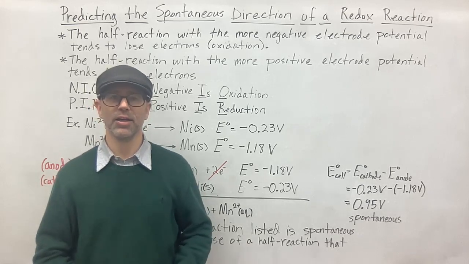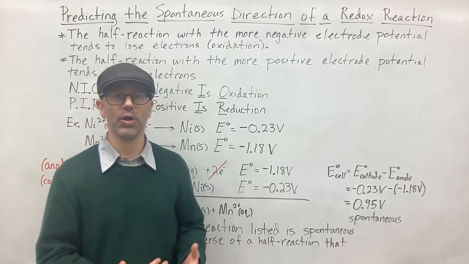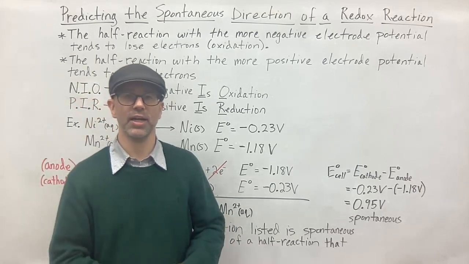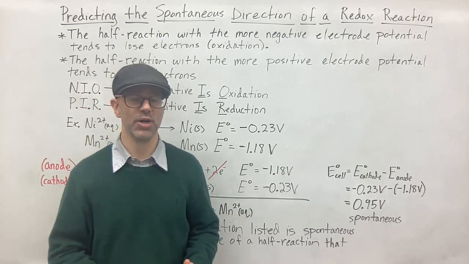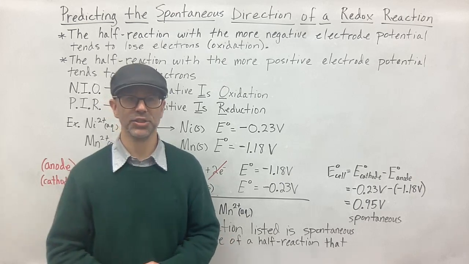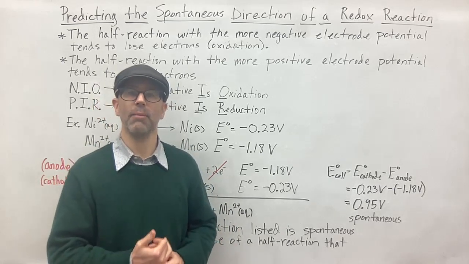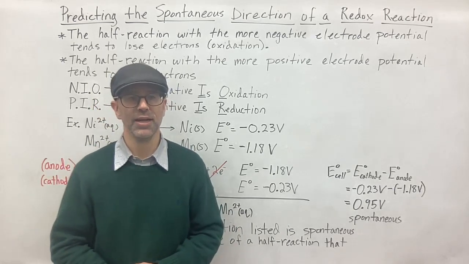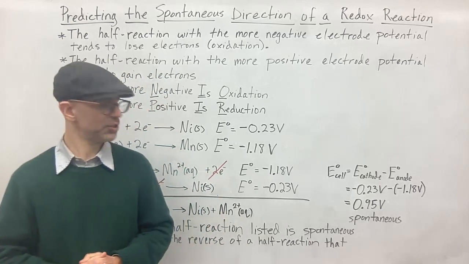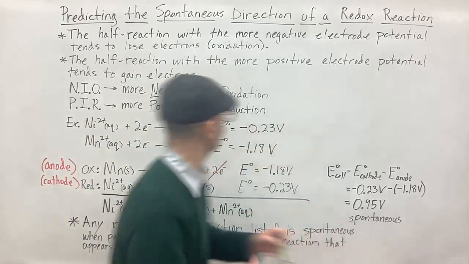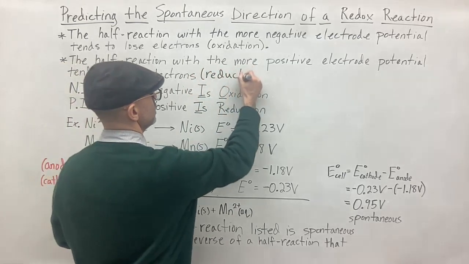Remember that you have a half reaction. If that half reaction has a more negative electrode potential, it's going to have more of a tendency to lose electrons or undergo oxidation, which is the loss of electrons. Now, if you have a half reaction with a more positive electrode potential, then that's going to have the tendency to gain electrons or undergo reduction. So that's what I have written here. So this is going to undergo reduction.